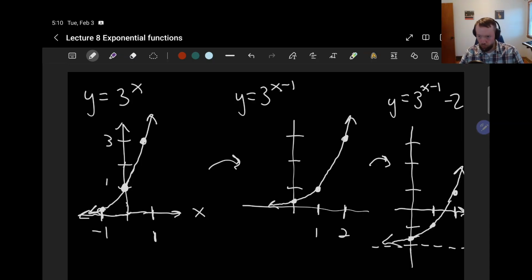So, moral of the story, when you run into these complicated exponentials, just think of it in terms of starting with the original, most basic version, some h to the x form, and then think of it as applying transformations.